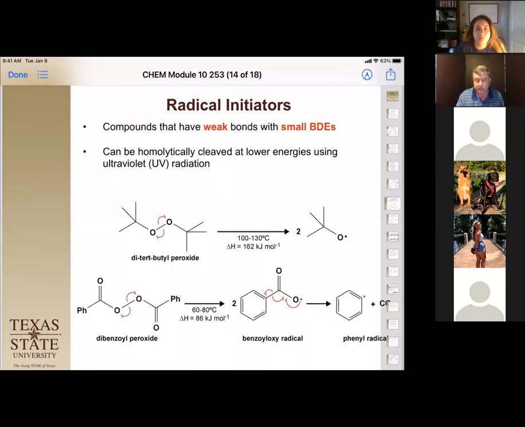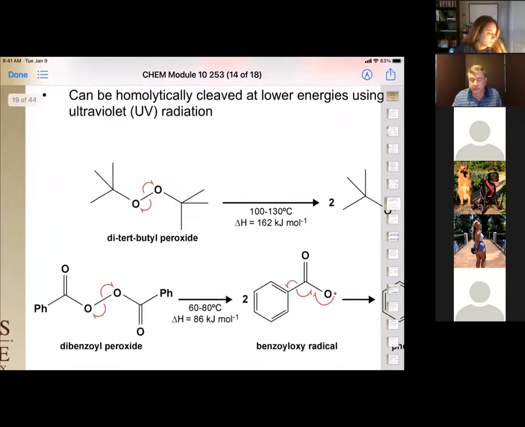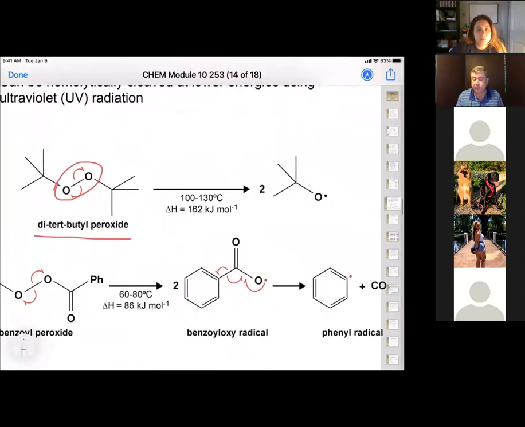So let's look at two examples. This is di-tert-butyl peroxide. So the idea here is this oxygen-oxygen bond is the peroxide. That oxygen-oxygen bond is the weakest bond in our entire compound. So if we heat this up to between 100 and 130 degrees, it's going to have enough energy to break into two oxygen radicals. Once we form that oxygen radical, it can then react with something with a stronger bond. Okay.